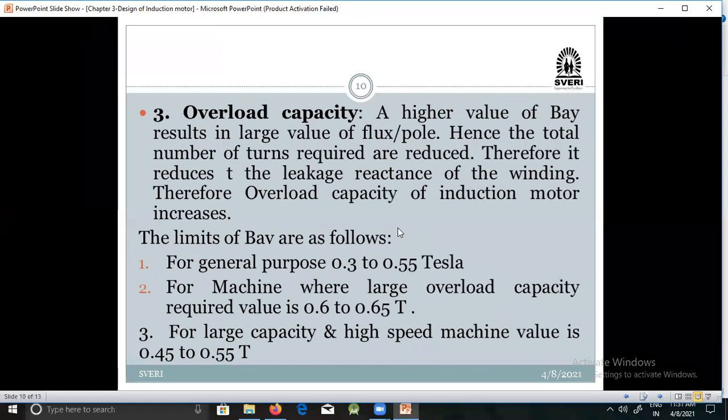And as far as the overload capacity is concerned, whenever we choose a high value of the flux density, that time your value of flux per pole is going to increase, which will result in an increase in the leakage reactance. And if leakage reactance is going to increase, the overload capacity is going to decrease.